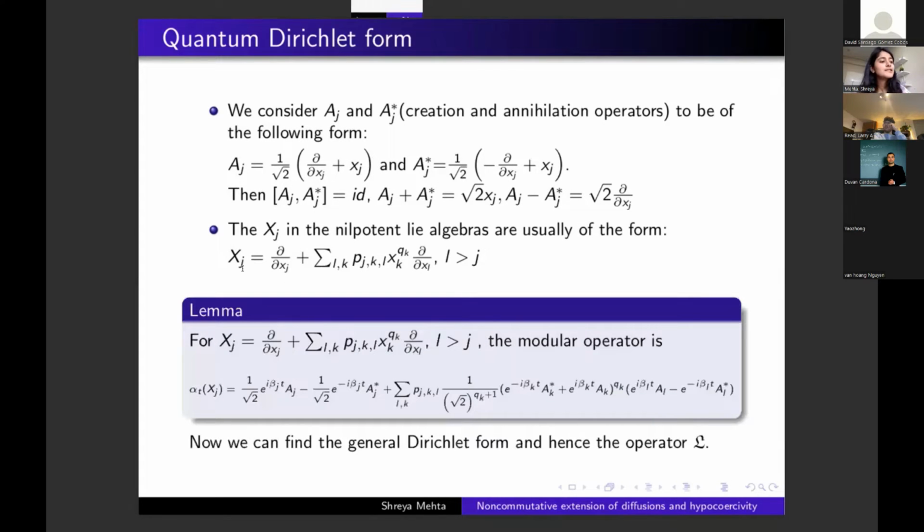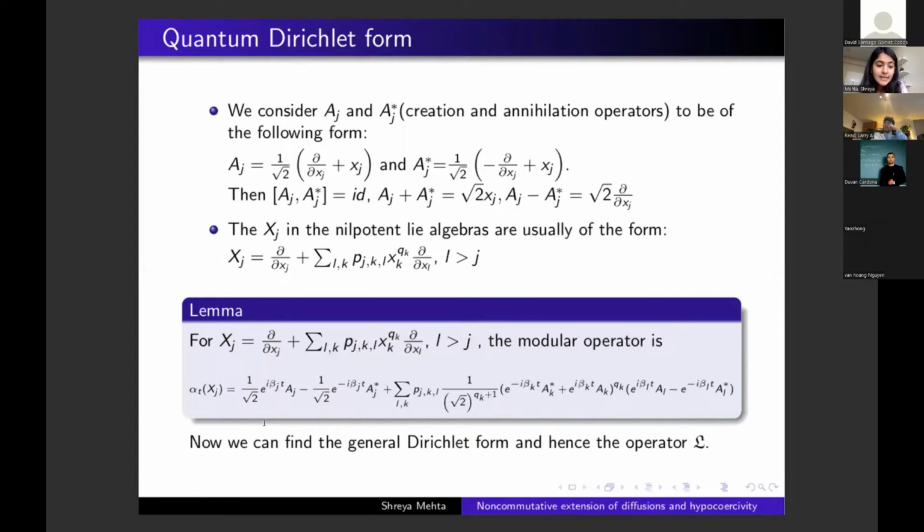So in this case, we were able to find the Hamiltonian dynamics or the modular operator, and we saw that the dependence on the time will get factorized, and we get this a_j, that is the CCRs, as multipliers. So now when we integrate it, we'll have some constants with respect to these operators. So once we have these Hamiltonian dynamics, for the general case, we can also find the general Dirichlet form and hence the operator L.